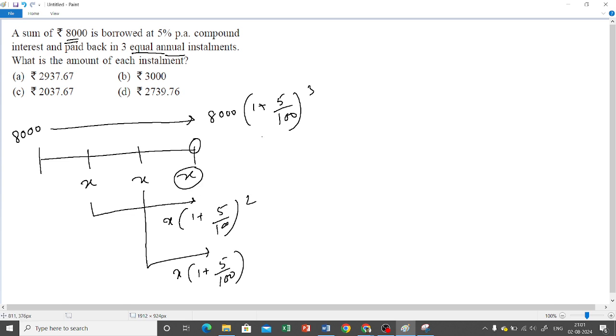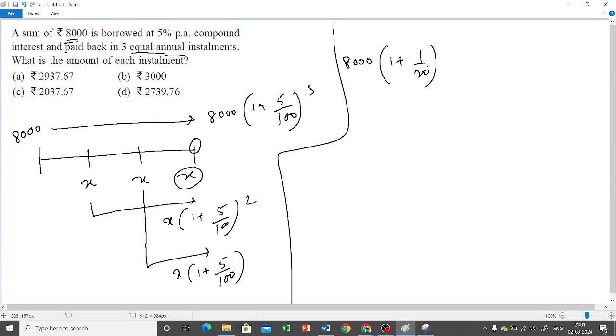And this x will be as it is. So let me just frame the equation. There is going to be 8,000 into 1 plus 1 by 20 whole cube. There is going to be x into 1 plus 1 by 20 whole square. There is going to be x into 1 plus 1 by 20. There is going to be x.